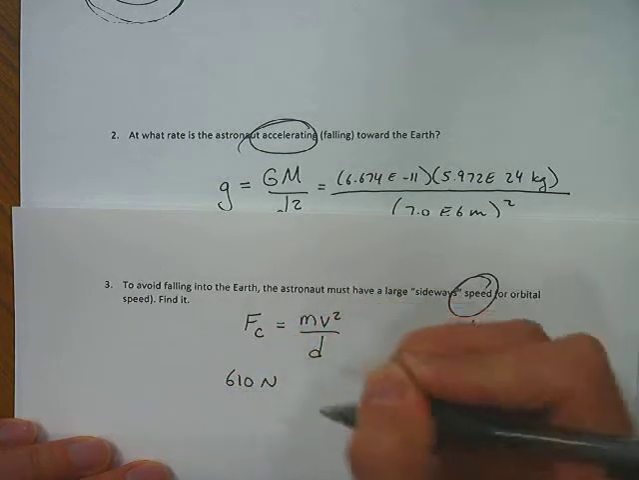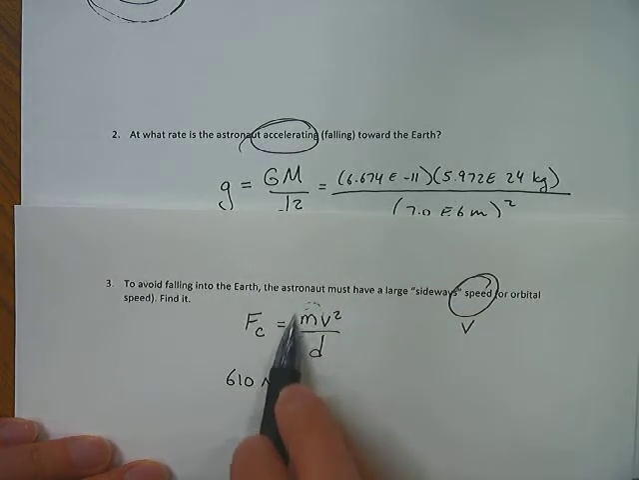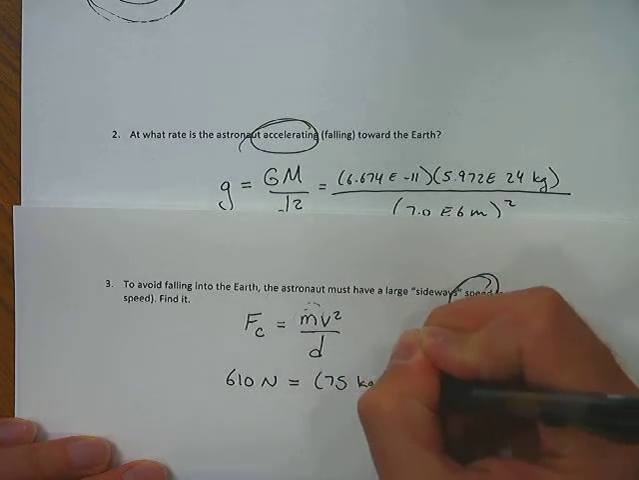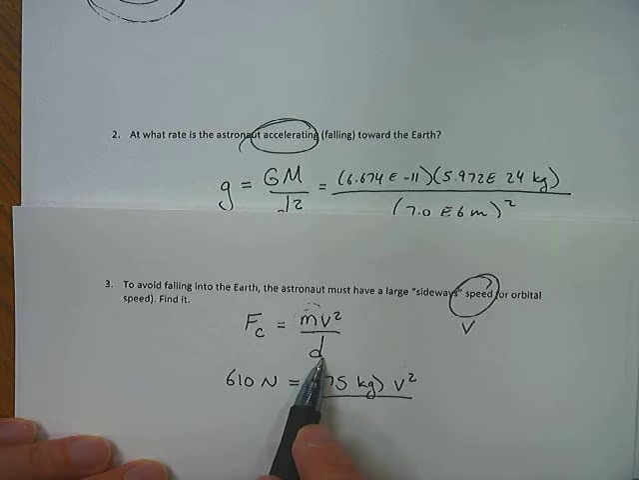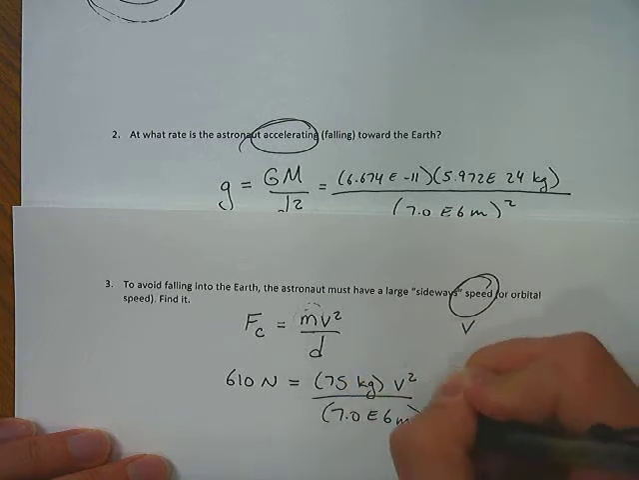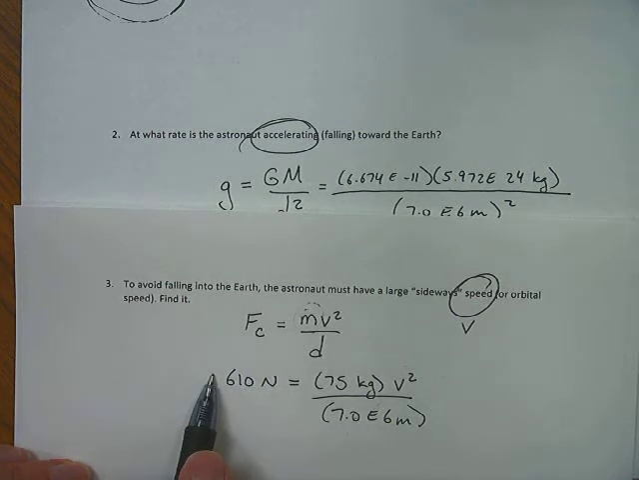Okay. Now, the force towards the center, what is it? It's not stated right here, but we found it earlier. The force towards the center is gravity, and earlier we found that it was 610 newtons. The mass of the astronaut, this is her mass, is 75 kilograms. Her speed squared goes right here, we don't know it, and the distance from the middle of the Earth to the middle of the astronaut is 7.0 e6 meters.